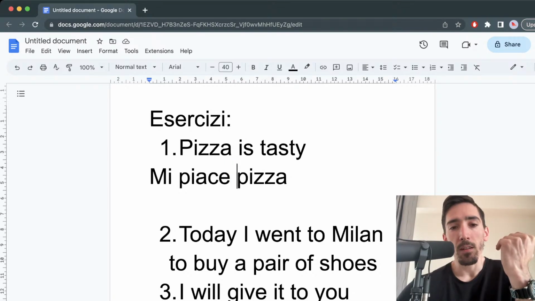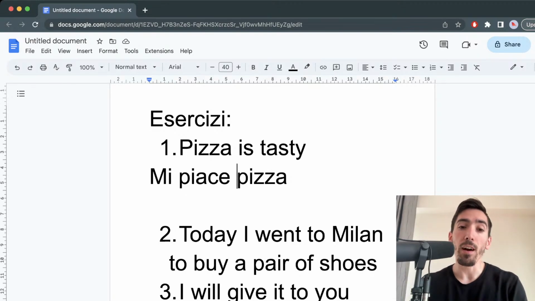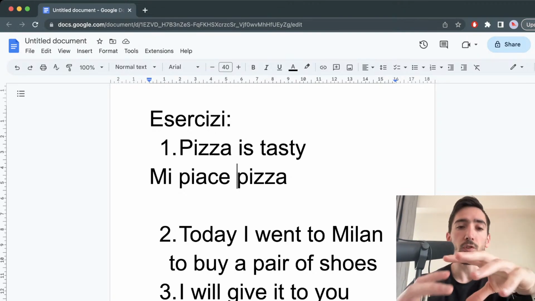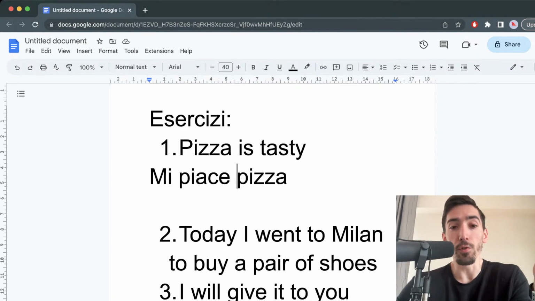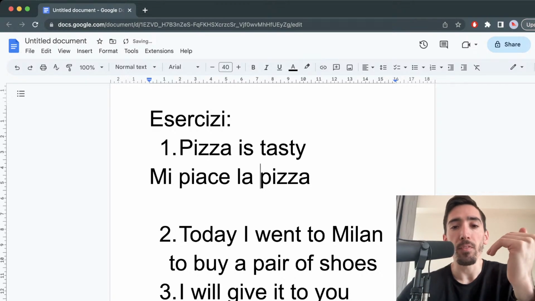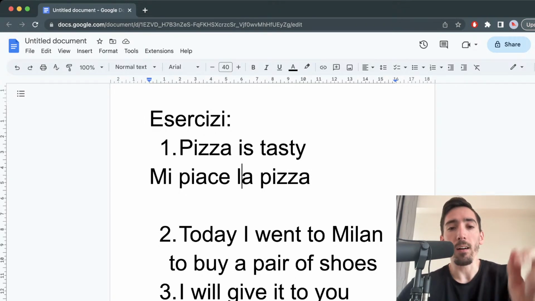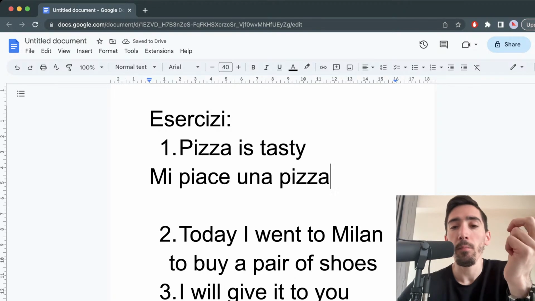Italian has lots of articles, but in particular, the definite articles in Italian are very common. So it is way more common than in English. In many situations in which in English you would normally not put any articles, in Italian you do. So mi piace pizza is okay, but it's la pizza. This is more clear, it sounds more natural. Mi piace la pizza, as opposed to una pizza, which would be I like a pizza in particular.